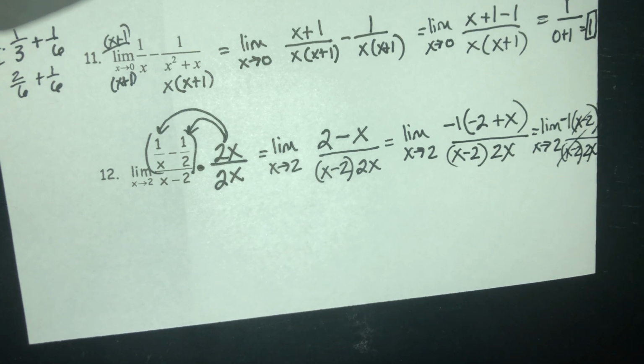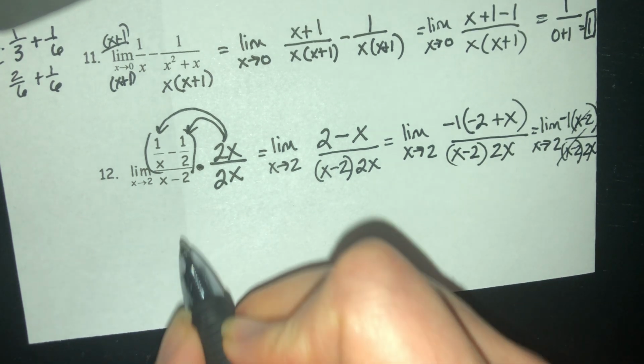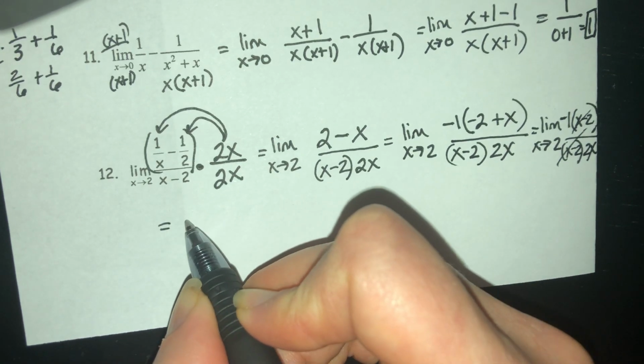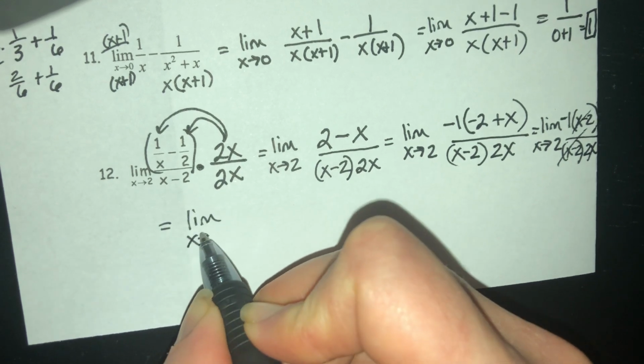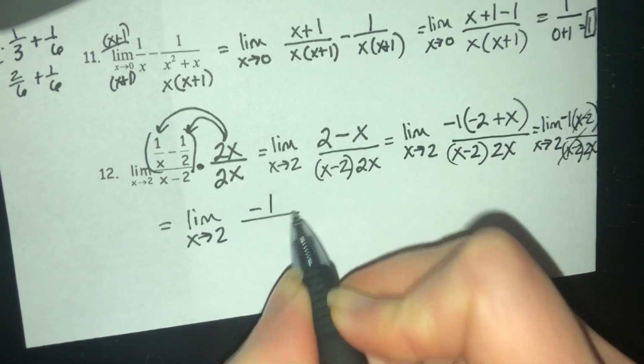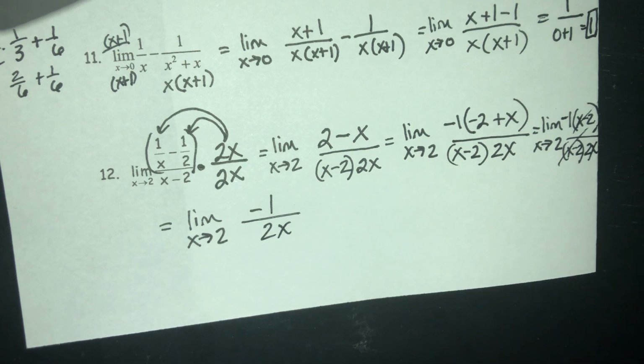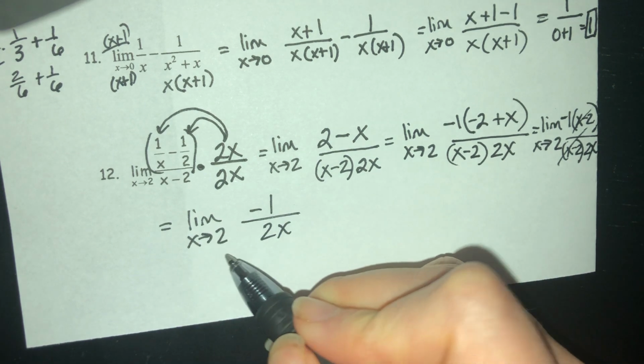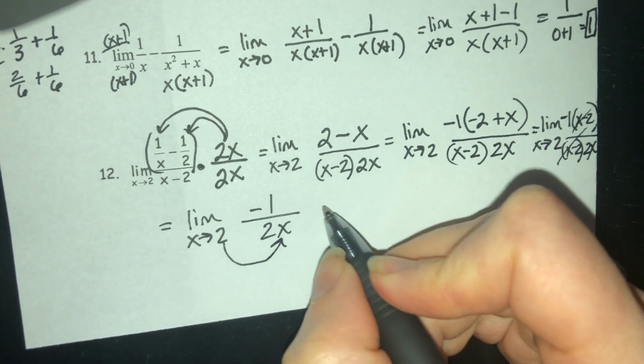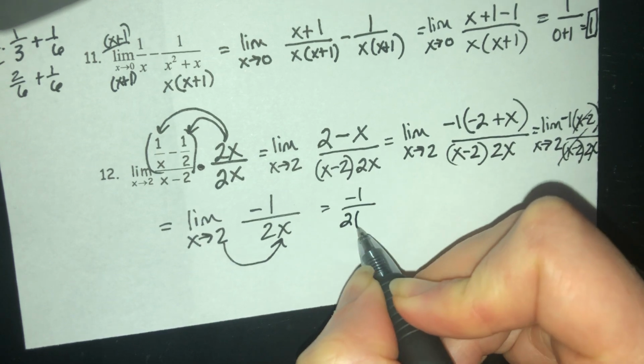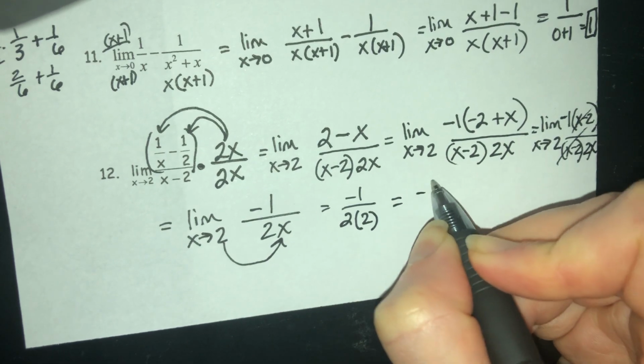So my x minus 2's divide out, they equal 1. And now I have the limit as x approaches 2 of -1 on top and 2x on bottom. I can now do my direct substitution, -1 over 2 times 2, which is -1/4.